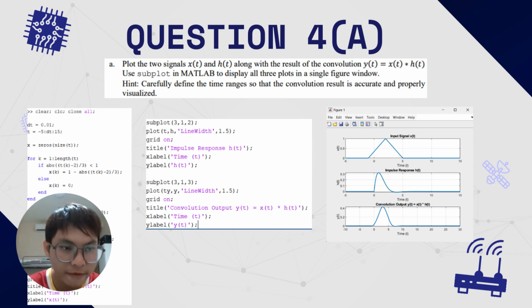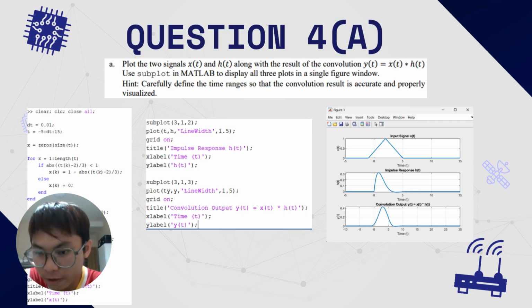For the answer of question 4a, we have three figures. The first figure is the input signal x(t), and the peak is between 0 and 5. The second figure is the impulse response h(t). The peak is nearly at 0, and the third figure is the convolution output. That means y(t) equals x(t) convolved with h(t). That means the first two figures combine to become the convolution output, and the peak is between 0 and 5.